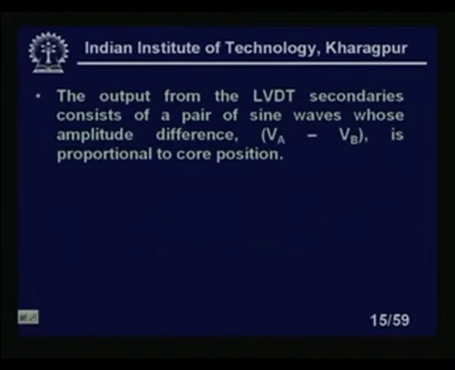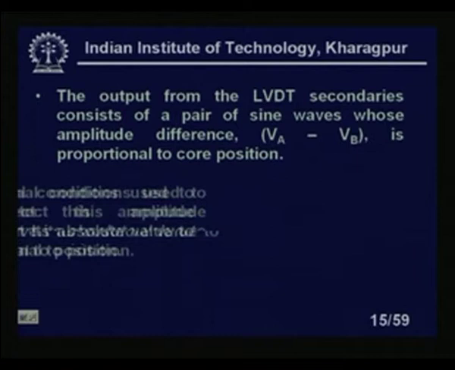The output from the LVDT secondaries consists of a pair of sine waves whose amplitude difference, VA minus VB, is proportional to core position. This will be proportional to our core position, because in an LVDT we always want it like that.